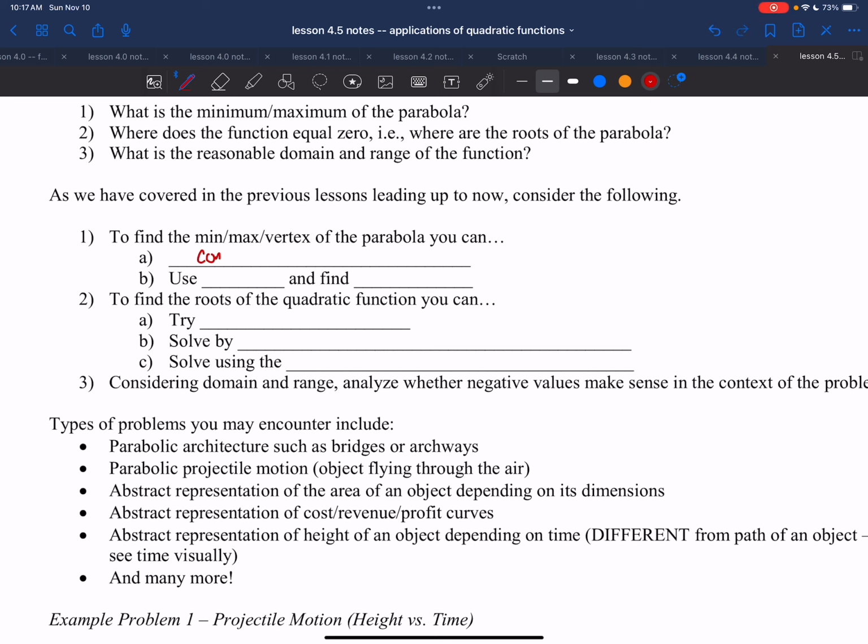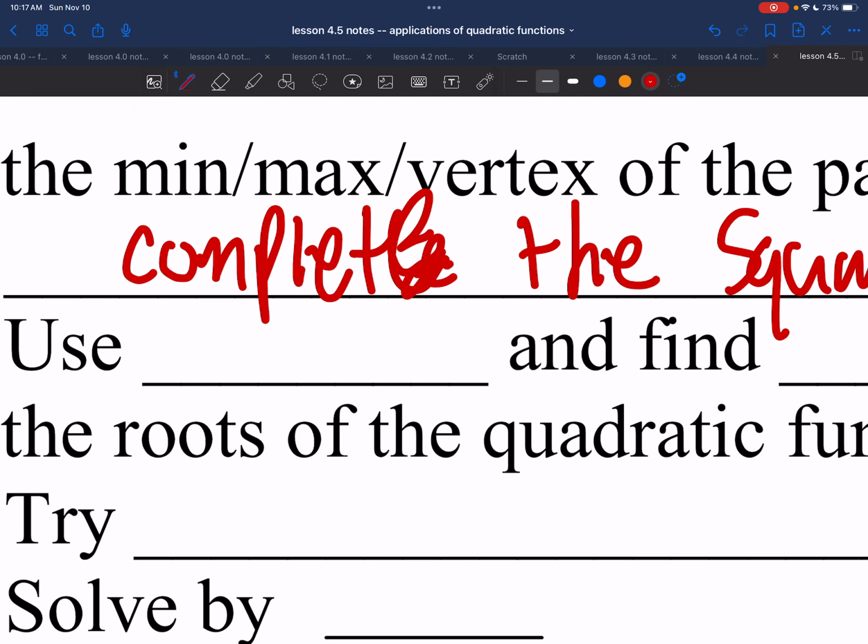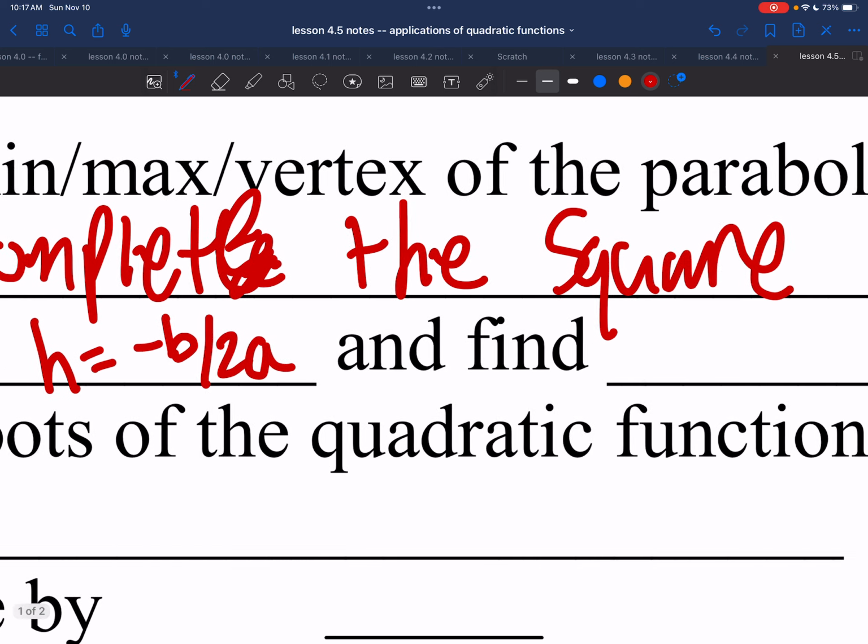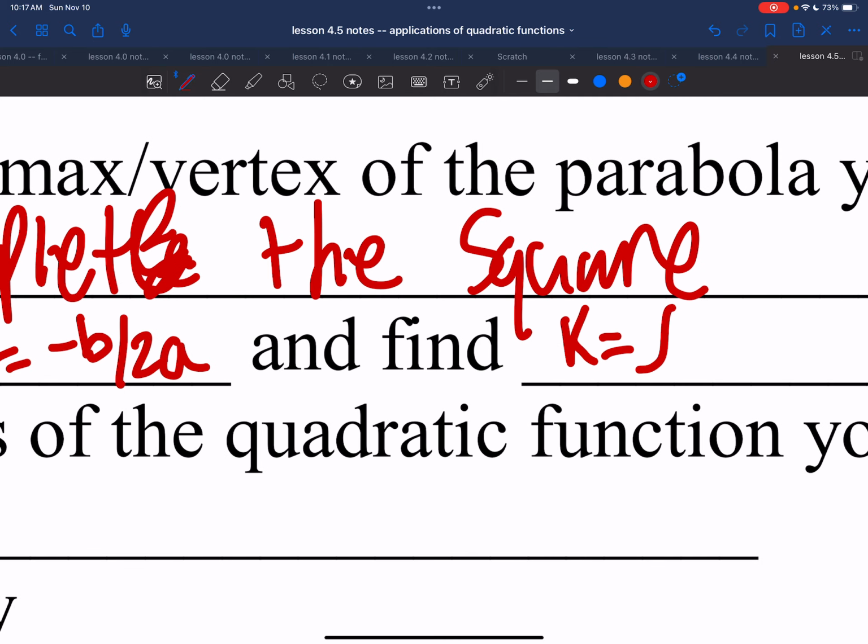You can complete the square. Oh, I misspelled complete. Let's say complete the square. Mr. Spade cannot spell today. And then there's also a shortcut, and the space is a little tight right there, so I'm going to zoom in for you. Use h equals negative b over 2a. This is a shortcut we've talked about in class, right? And then find k equal to f of h.